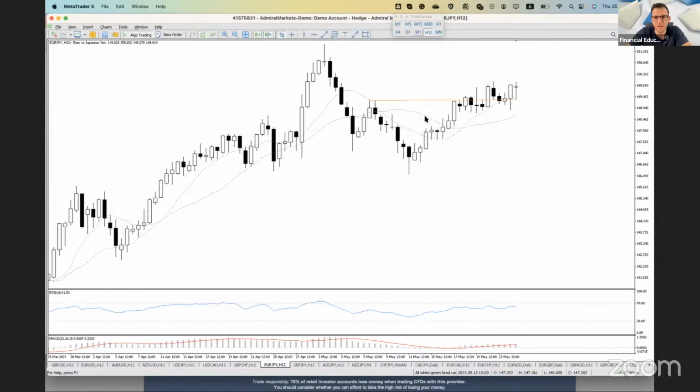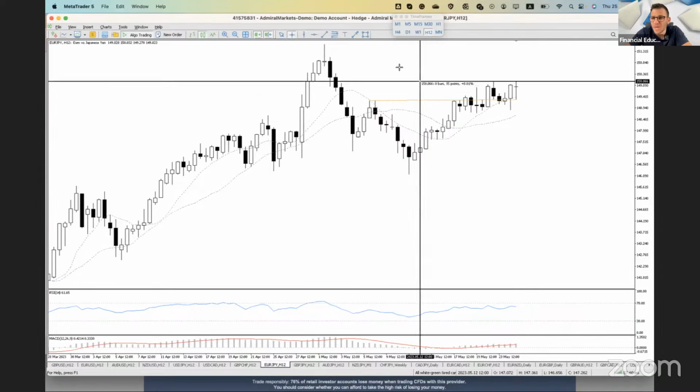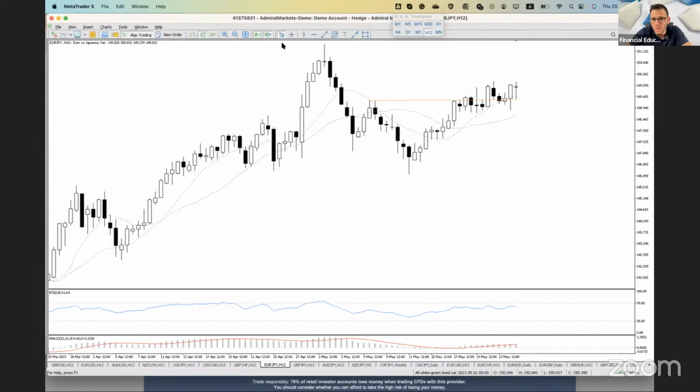Euro JPY, bearish engulfing here. Euro is weak. We identified the weakness on the euro when we checked the euro and the US dollar, and then we checked the pound and the US dollar, and it looks like the euro is much weaker than the pound.